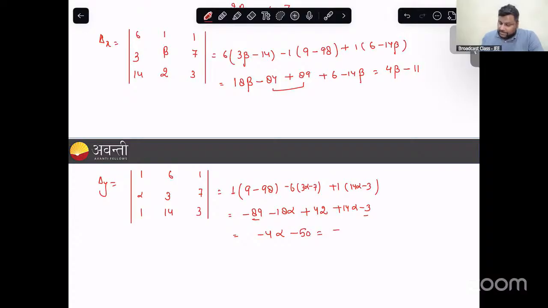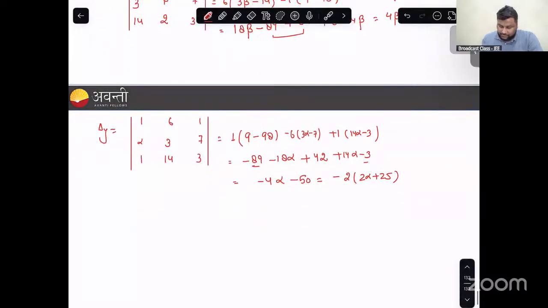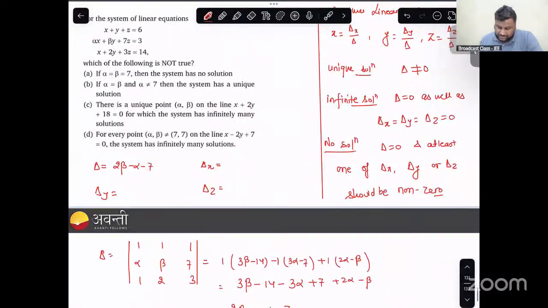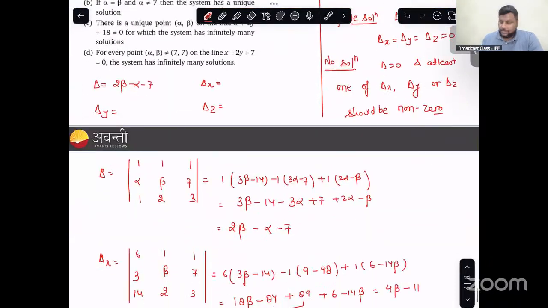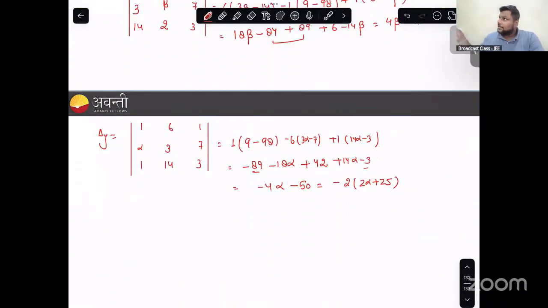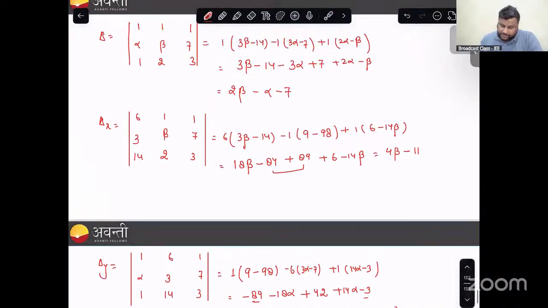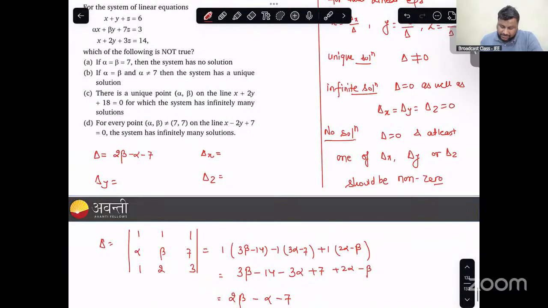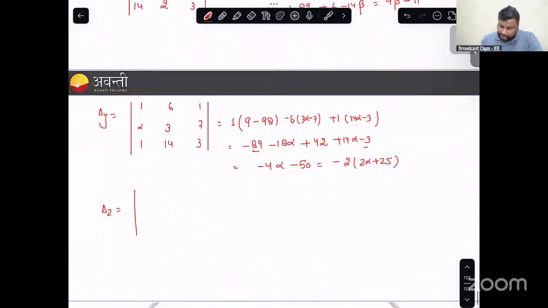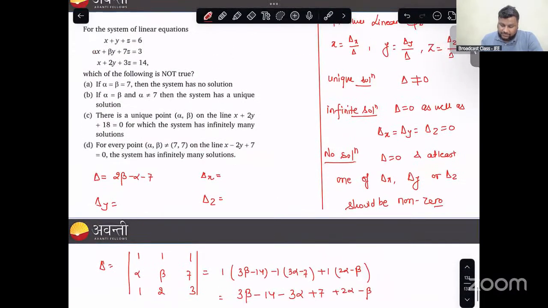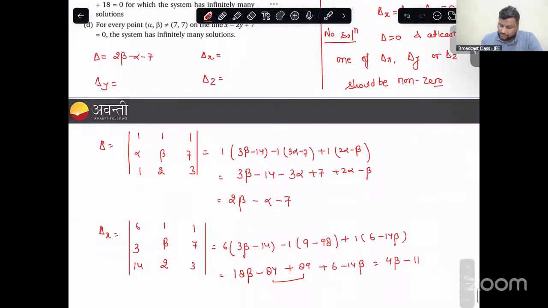So it will be minus 2 times 2 alpha plus 25. 163, 14. And now finally delta z. Delta z is 1 alpha 1, 1 beta 2, 6, 3, 14.